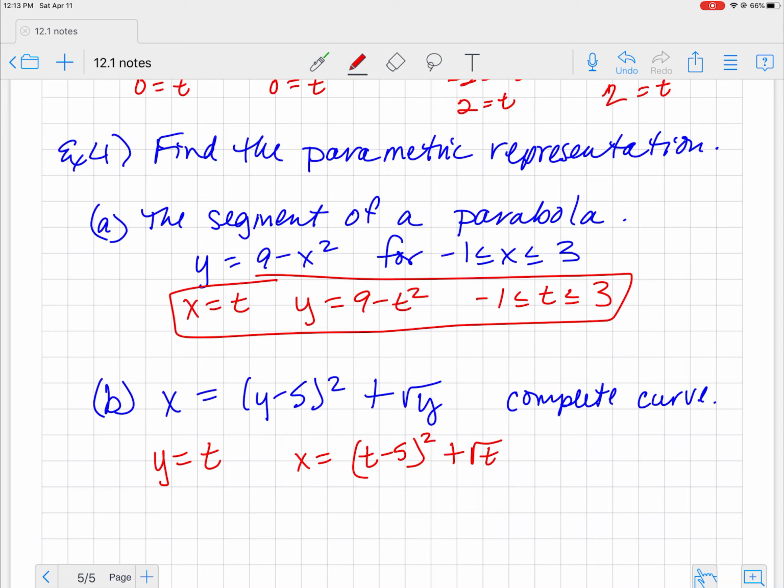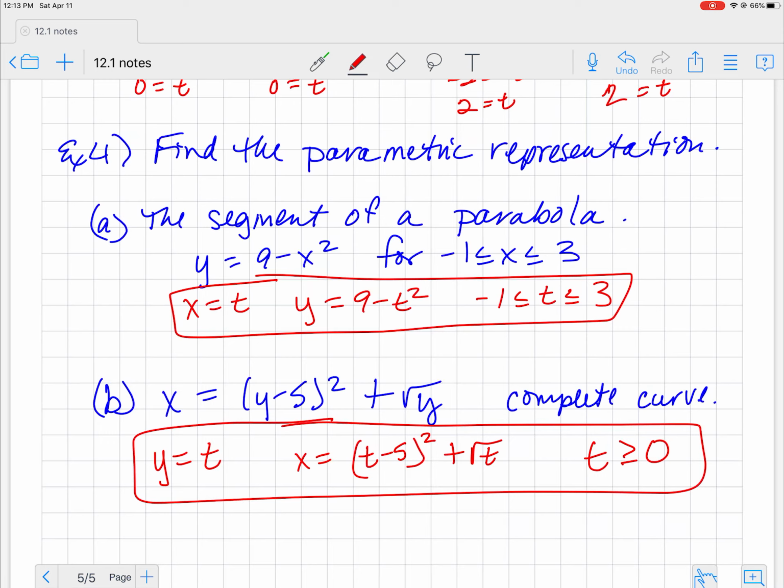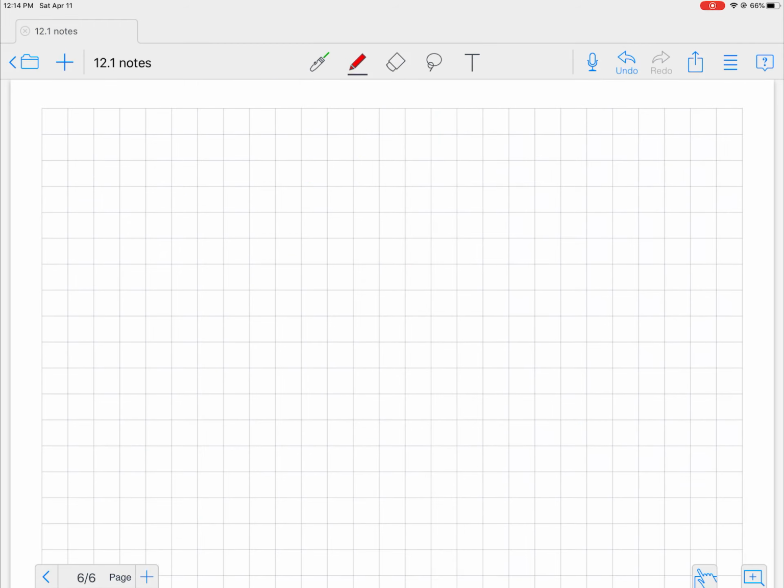Now, if I'm talking about my complete curve here, think about what my parameters are on t. Can t go from -infinity to +infinity? No, right? Because look at this. t has to be greater than or equal to 0. And that's it. If you have some freaky functions, no problem. Set your t equal to that inside function and go with it. All right? Cool. Easy peasy.